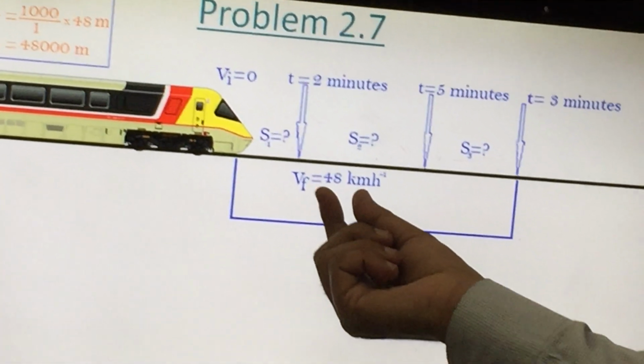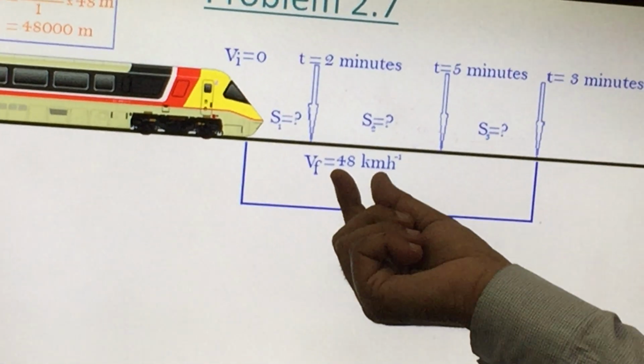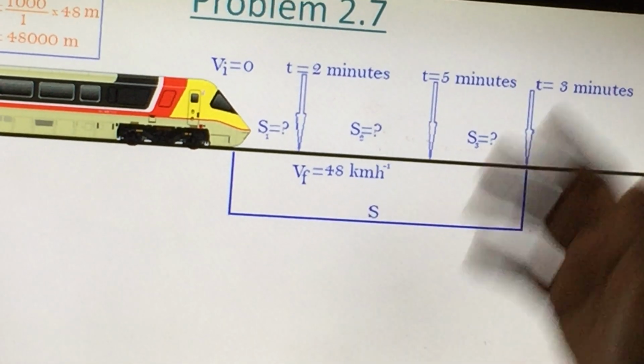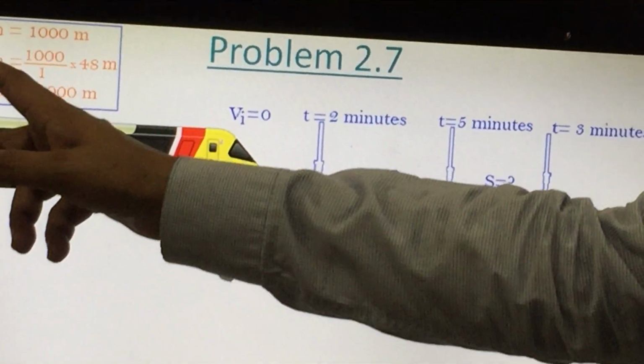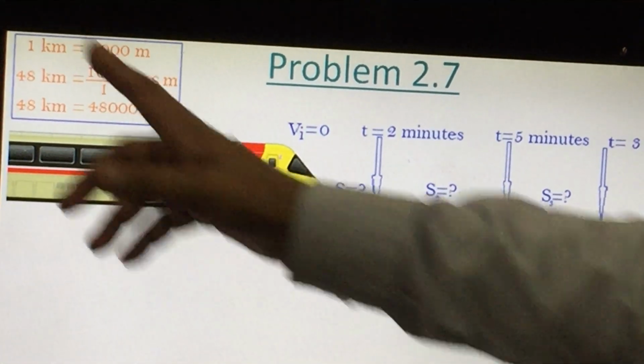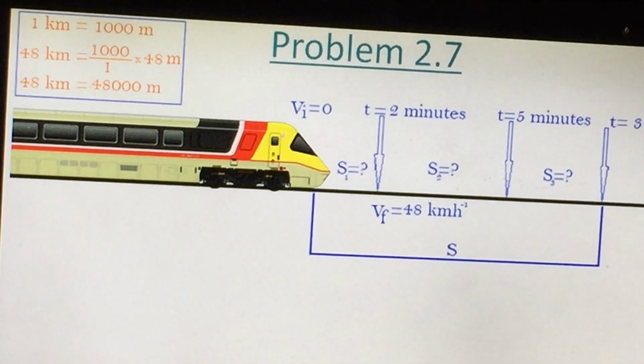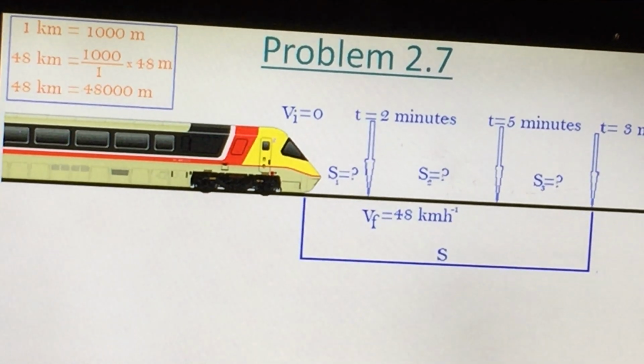So here 48 kilometers is converted into 48,000 meters. It's very easy, students. You can see that if 1 kilometer is 1000 meters, then 48 kilometers are 48,000 meters. We need to convert the hour into seconds as well.